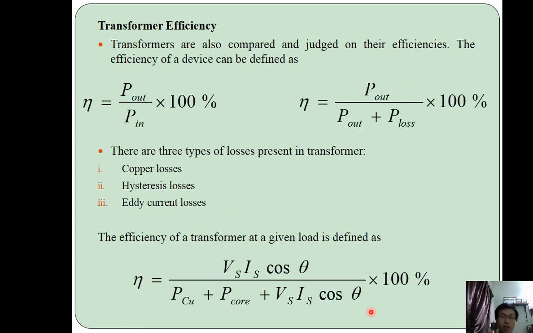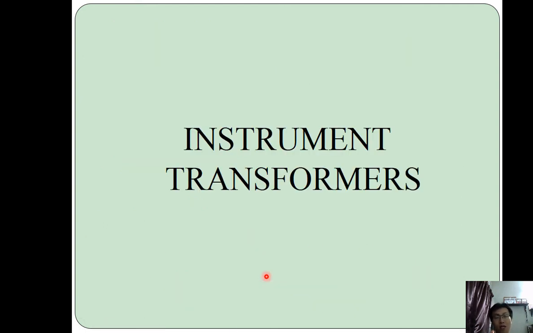Transformer efficiency is the same as in a single phase transformer. When we want to find the efficiency, it's P out divided by P in. P in equals P out plus P loss, and P loss has copper loss and core loss. Then we use this equation to find the transformer efficiency.